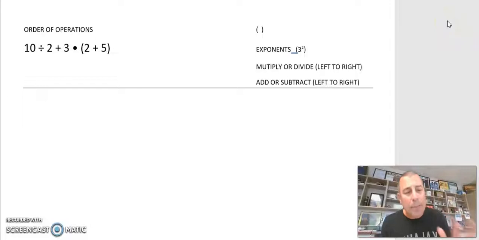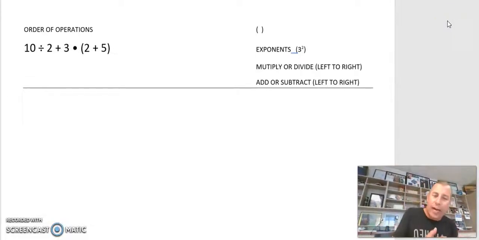We do need to keep in mind, though, we are going left to right when it comes to multiplication and division. So sometimes we divide first, and sometimes we end up multiplying first. Little things there. Same thing with addition and subtraction. It's not always add first. Sometimes we will end up subtracting first as we go from left to right.